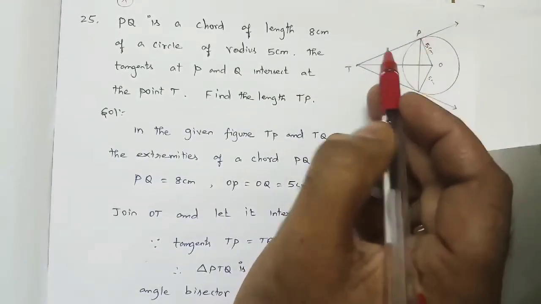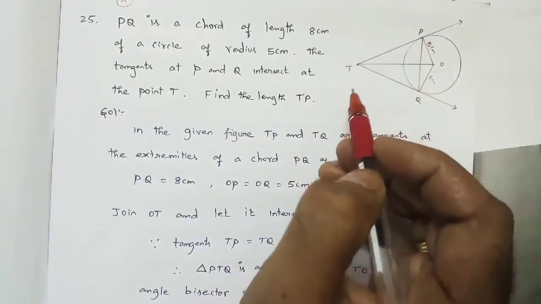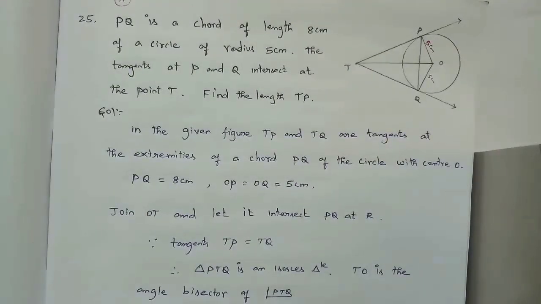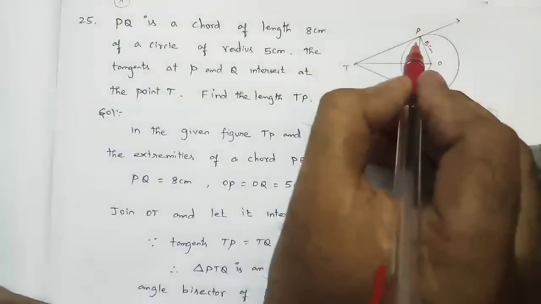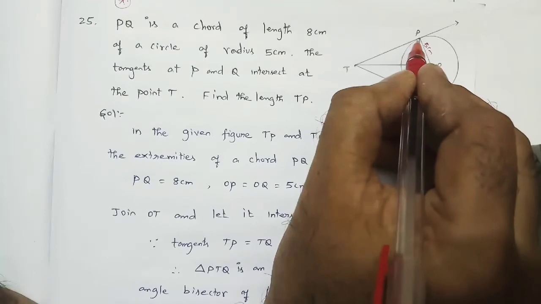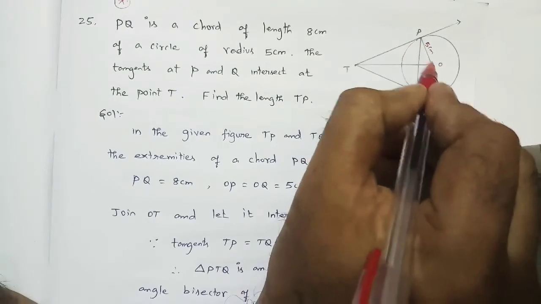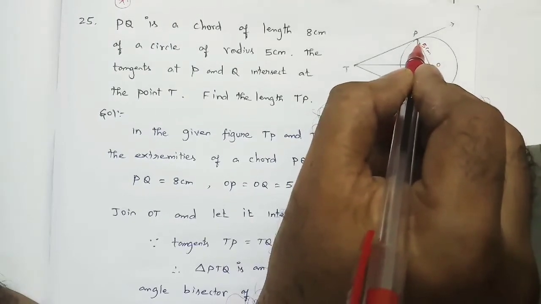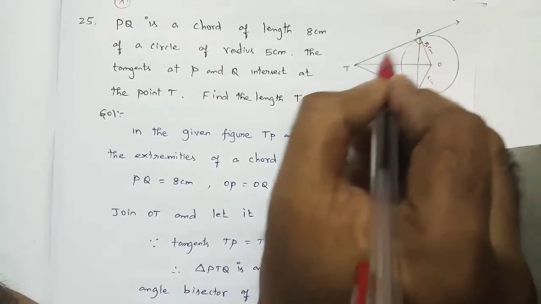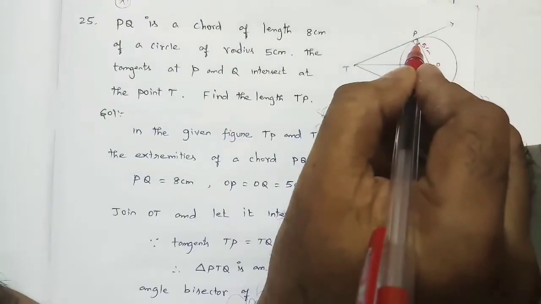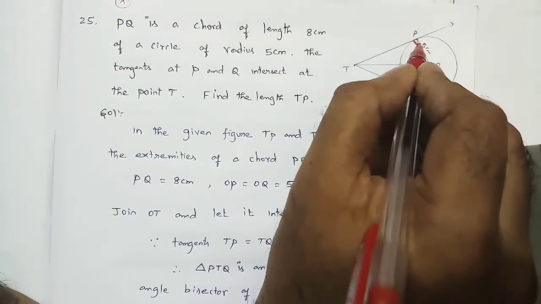They ask you to find the length of the tangent TP. How are we going to find it? Very simple. Here we know that this angle is a right angle. OPT is a right angle.